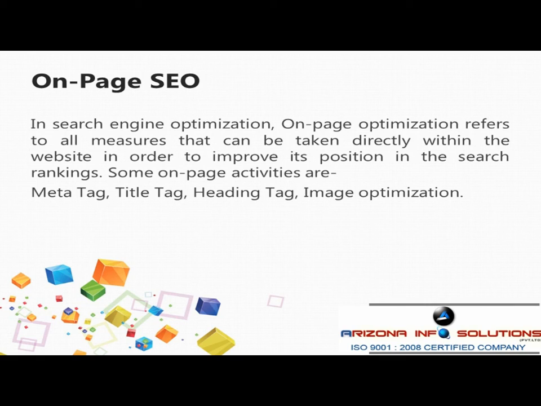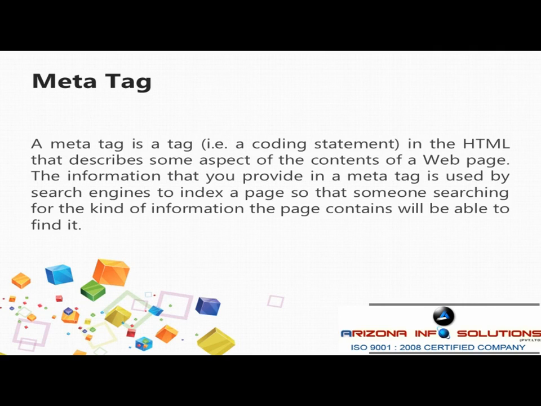Meta tag. A meta tag is a coding statement in the HTML that describes some aspect of the contents of a web page. The information that you provide in a meta tag is used by search engines to index a page so that someone searching for the kind of information the page contains will be able to find it.